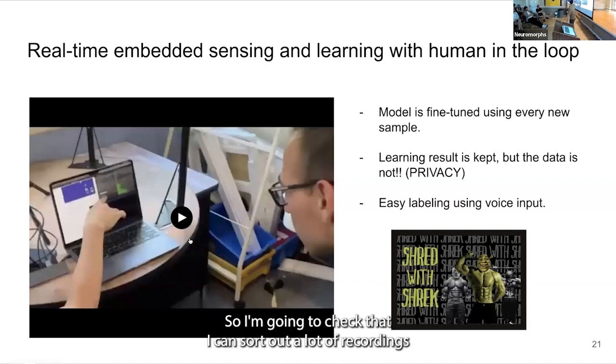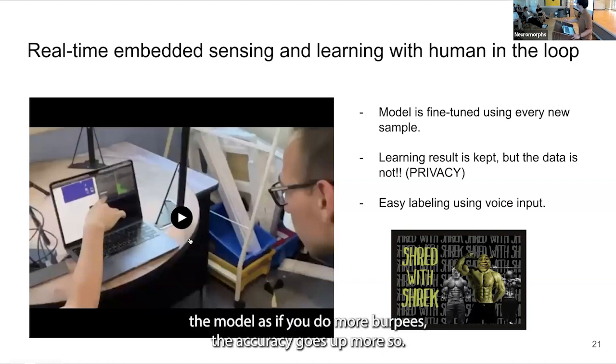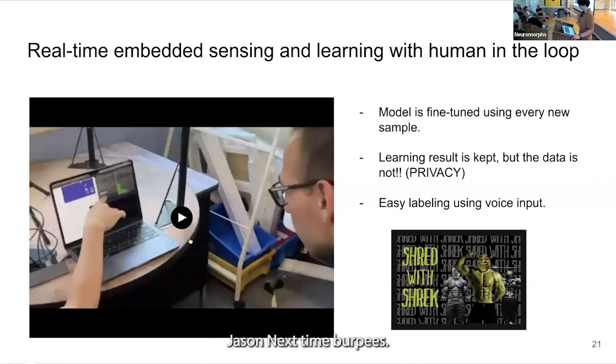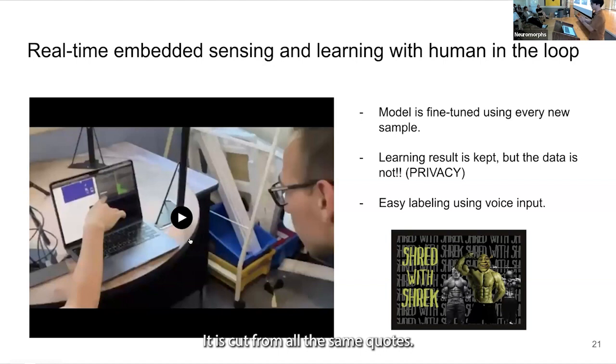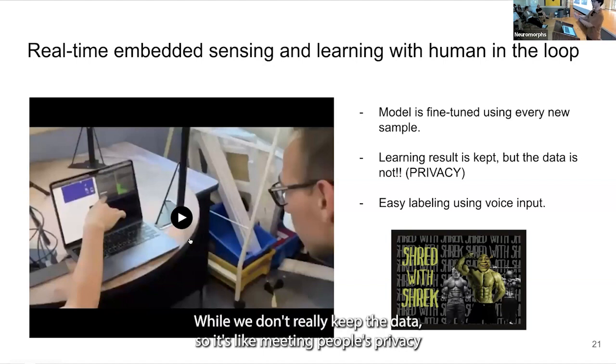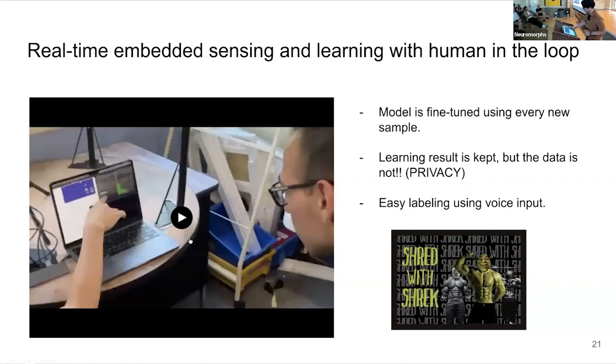So after we trained, the accuracy dropped down a lot just because of Jason's recordings. So, anyways, we're still trying to fine tune the model, as if you do more burpees, the accuracy goes up more. So Jason, next time burpees. But anyways, the idea here is the model is fine-tuned using every new sample, and the learning result is kept from all the samples while we don't really keep the data. So it's like meeting people's privacy requirements, and you can do really easy labeling just using your voice inputs.